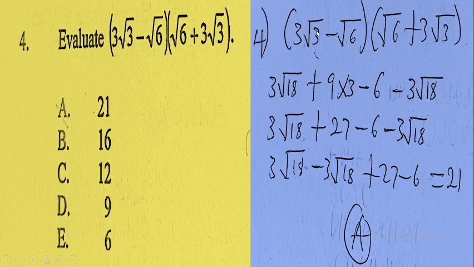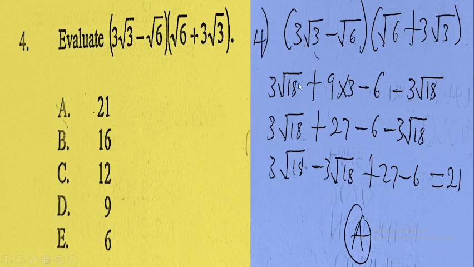How do we expand? 3 surd 3 multiplied by surd 6, and that will give us 3 surd 18, because surd 3 times surd 6 will give us surd 18. Also 3 surd 3 times 3 surd 3, that means you have 3 times 3, that will give us 9. Then surd 3 times surd 3 will give us 3. So then also we move again, so minus surd 6 times surd 6, that will give us minus 6. And also minus surd 6 times 3 surd 3, and that will give us minus 3 surd 18.